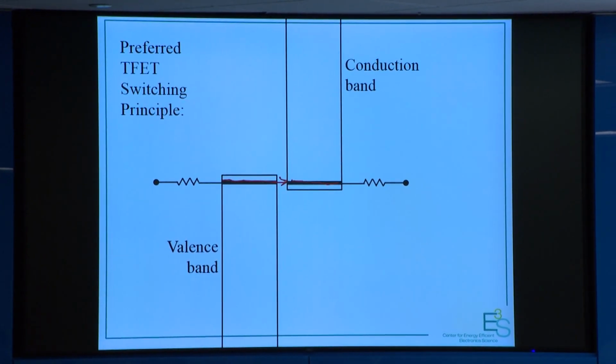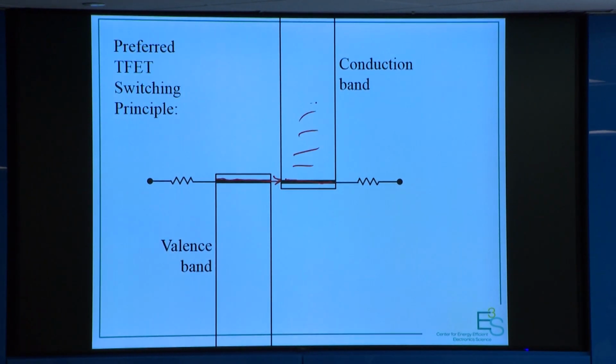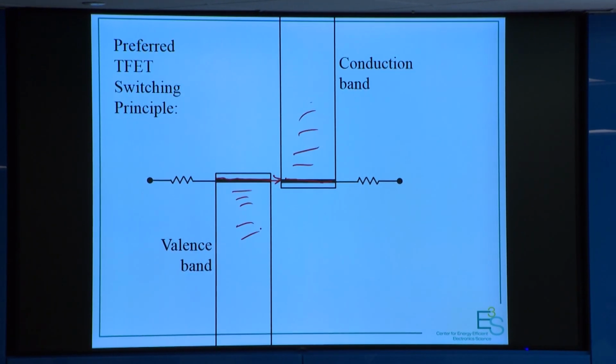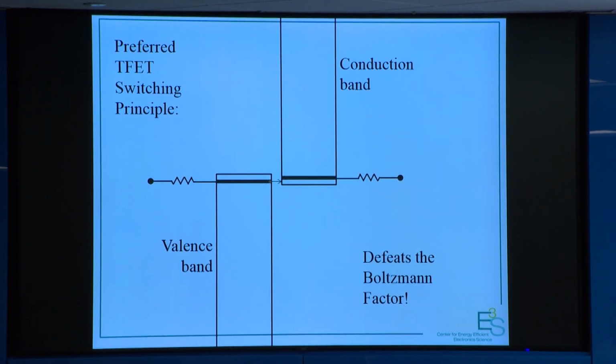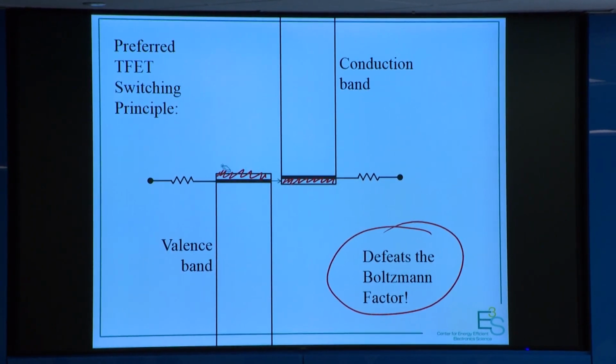Now you can say, oh, wait a minute, there's a Boltzmann factor up here, and there's a Boltzmann factor down here for the holes. Yeah, but what matters is the alignment of the 2 levels. There's no Boltzmann factor down in the band edge. So this assumes that the band edge of the semiconductor is very sharp, and this allows us then to defeat the Boltzmann factor. There's no states here, so there's no Boltzmann factor to worry about.